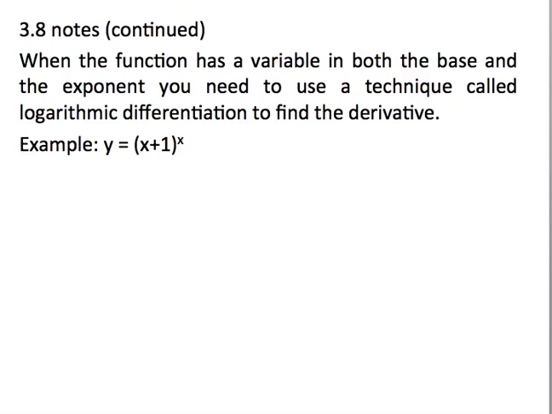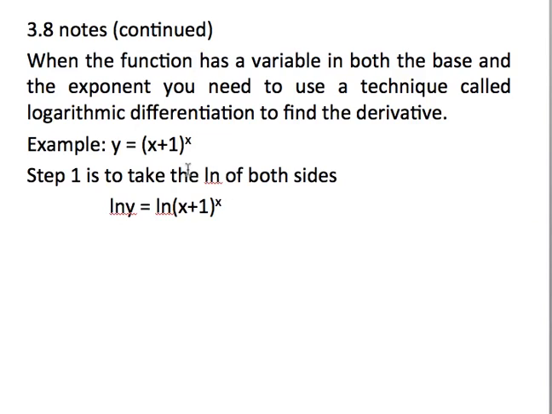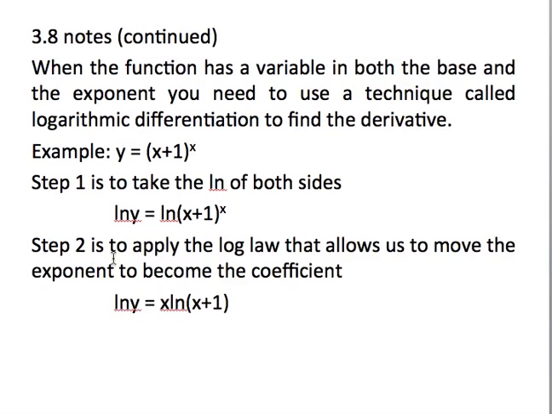So step one, you need to take the log of both sides of the equation. We're going to choose to use natural log usually. So you take the natural log of both sides. That allows you to do step 2, which is to take the exponent and move it down in front and make it a coefficient. That is one of the laws of logarithms that allows us to do that.